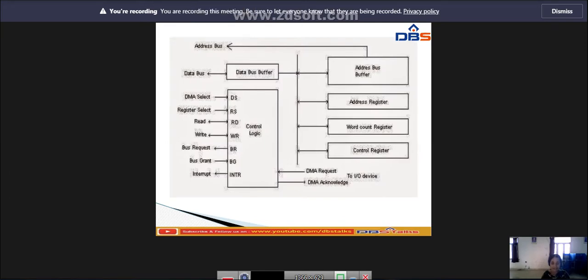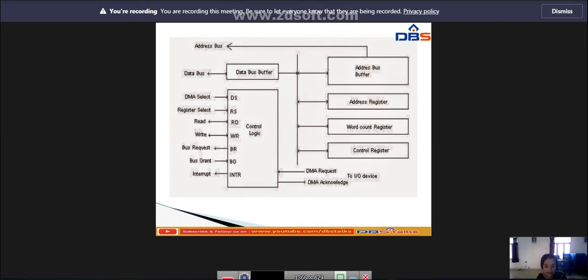So this is the diagram. In this diagram I have the address bus buffer and the data bus buffer, and in the middle I have the interrupt bus. This is the address bus buffer.